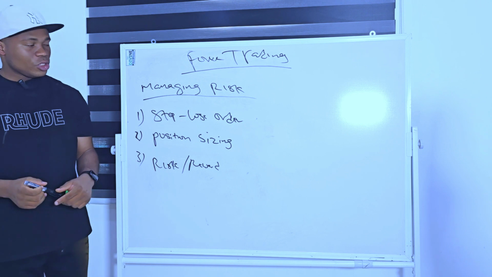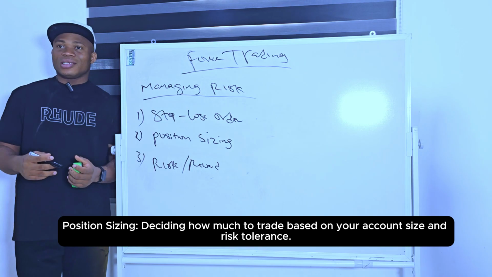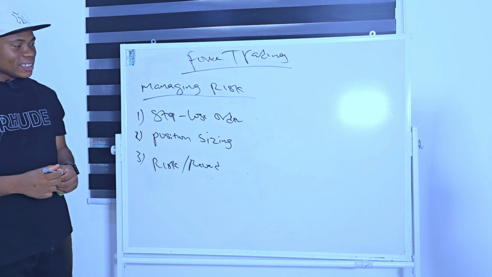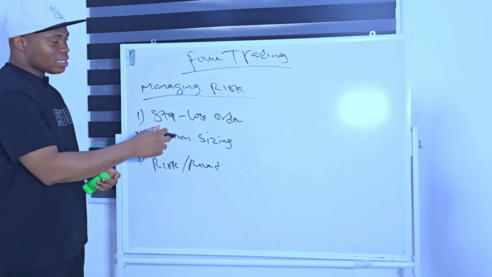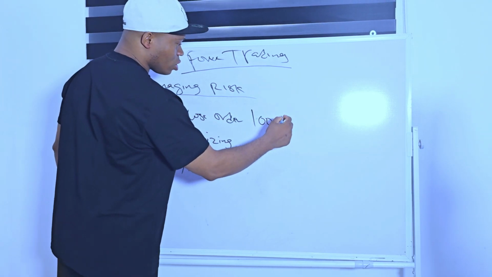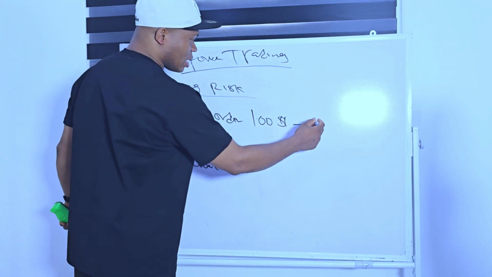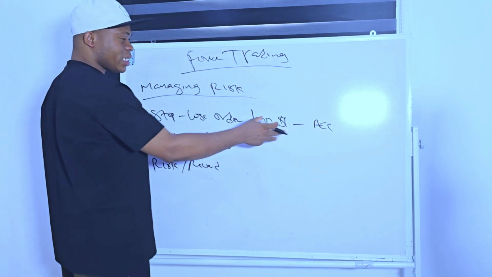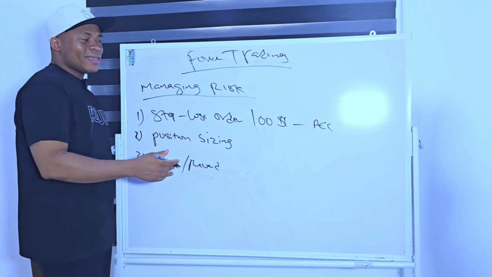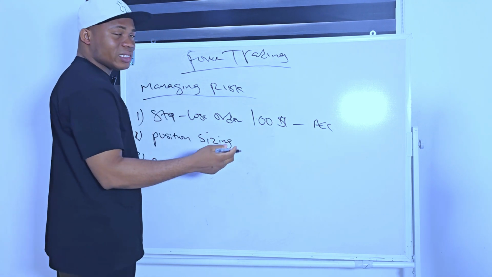So position sizing. Now, what is position sizing? Position sizing simply means deciding how much to trade based on your account size and the risk you can tolerate. If you have a $100 account, let's say I have a $100 account, this is my balance. This is my starting account, which is my account balance at a particular time. This is what I deposited.